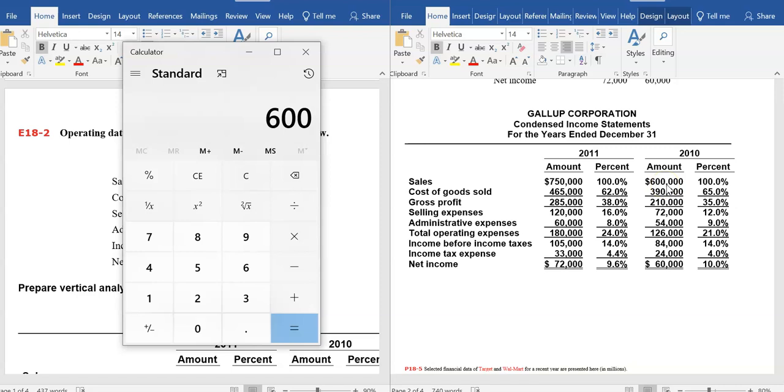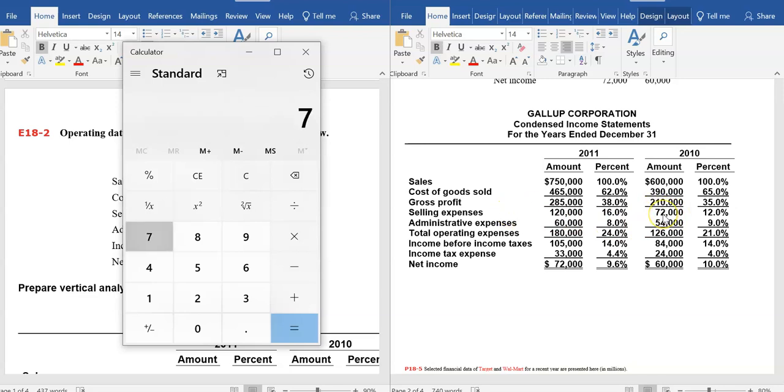Sales divided by sales. Sales are 100% of themselves, obviously, right? So then let's look at cost of goods sold. 390,000 divided by sales. Cost of goods sold is 65% of the sales. Gross profit, 210,000 divided by 600,000. Gross profit is 35% of total sales.